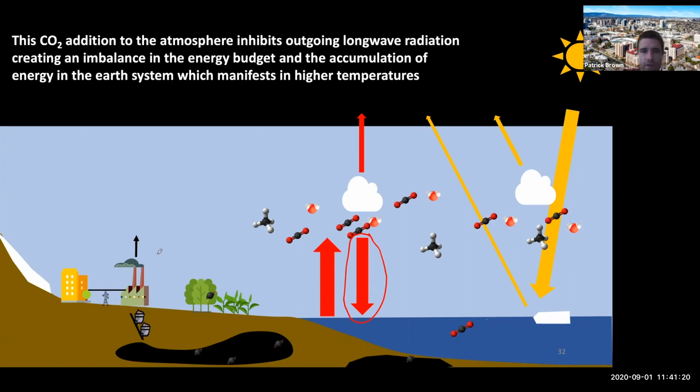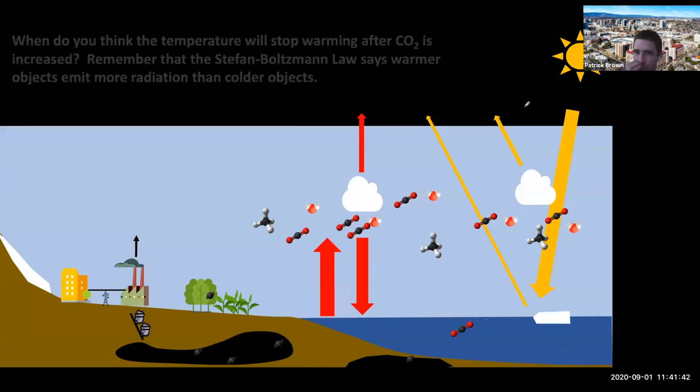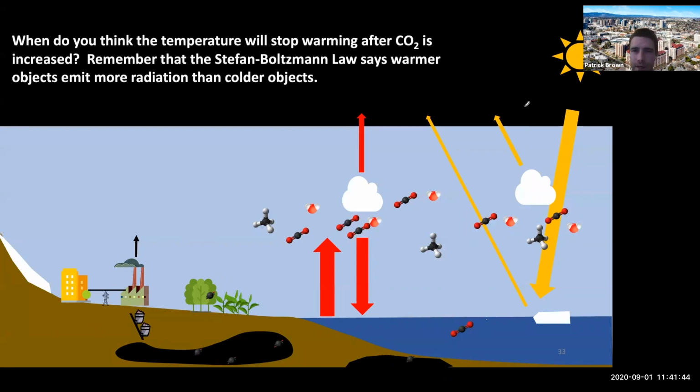So when we put CO2 into the atmosphere, we cause a momentary imbalance in our energy budget, right? Because we've reduced what's leaving. So we have the same amount coming in, but we have less going out. And so that's my third discussion question: when do you think temperature will stop warming after CO2 is increased?